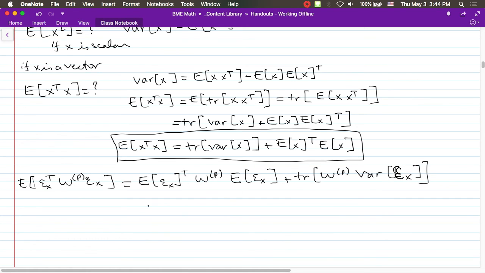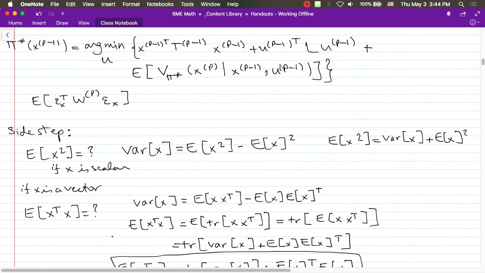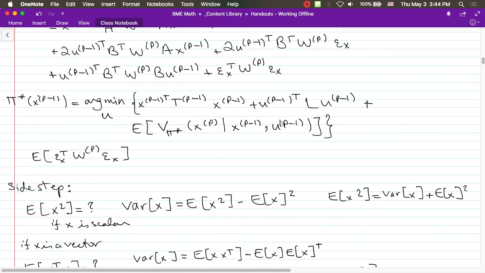Variance of my quantity, which means this is equal to 0 plus the trace of WP times Q, because epsilon x is normally distributed with mean 0 and variance Q. So why is this useful? Because you notice that there is no dependence on U. This quantity, which appears in the thing that I want to minimize, has an expected value that doesn't depend on U.